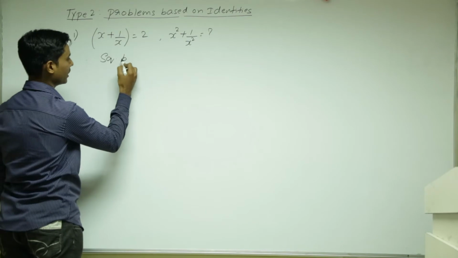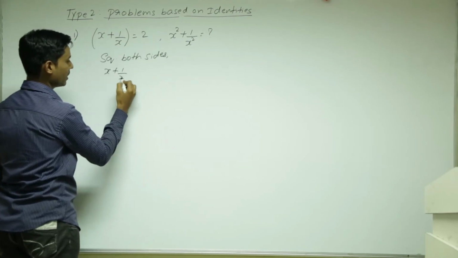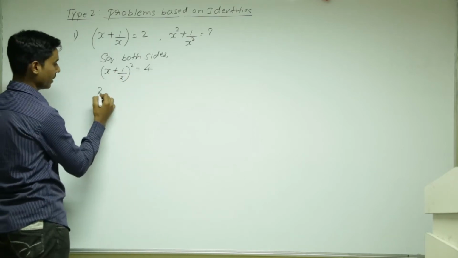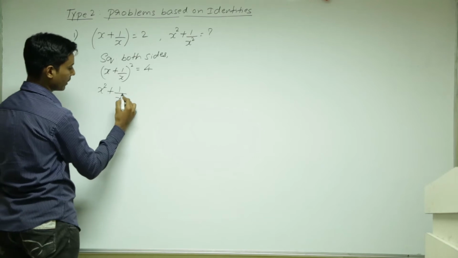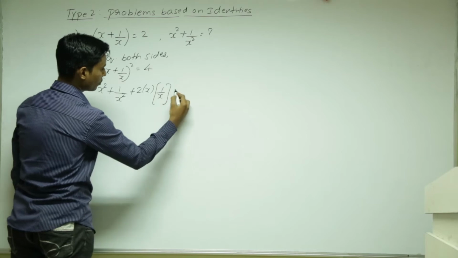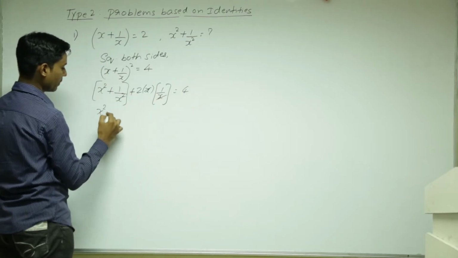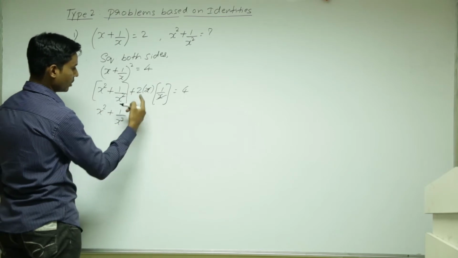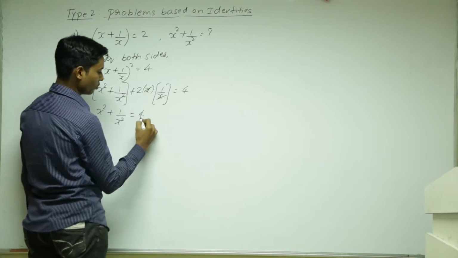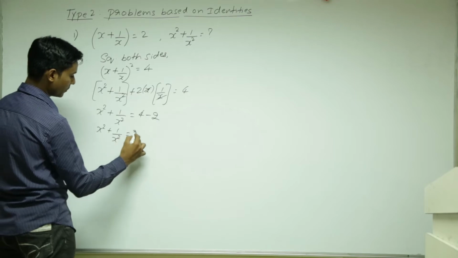If I square both sides, I will get x plus 1 by x whole square is nothing but 2 square is 4. Expand it by using a plus b whole square. It is a square plus b square plus 2 into a into b is equal to 4. So if I simplify, x square plus 1 by x square is what I require. This is 2 into 1. If I shift it to the right hand side, it becomes 4 minus 2. 4 minus 2 is 2. So x square plus 1 by x square value is nothing but 2.